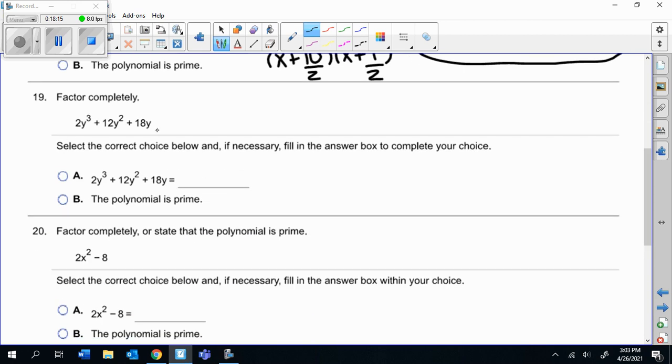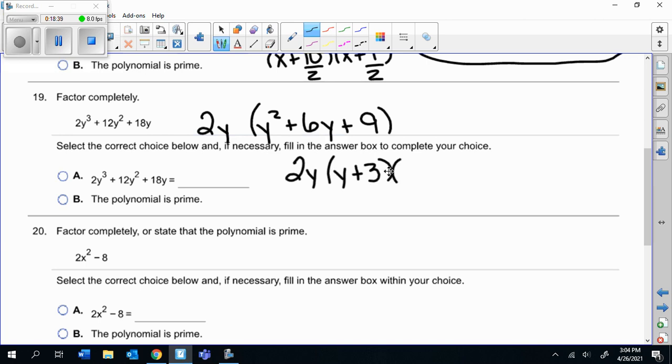I can not only factor out a 2, but it looks like I can factor out a y. And so I'm left with y squared plus 6y plus 9. And so two things that multiply to 9 that add up to 6 are 3 and 3. So y plus 3 squared, or you can write it out twice, your choice.